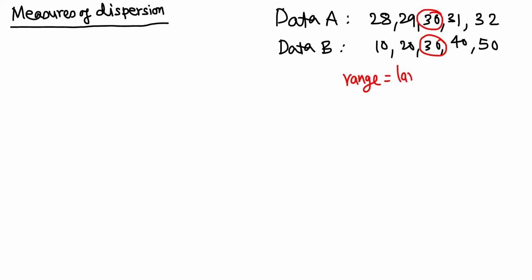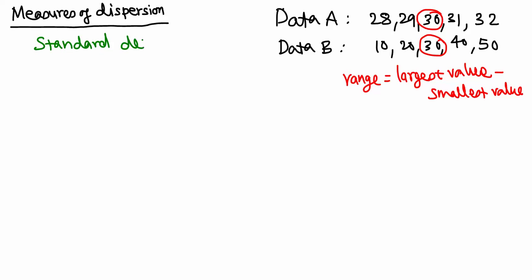If the range is asked, then you can find the largest value minus the smallest value. And this does not give you a lot of information. So what we do, we find the standard deviation. Okay, so how do you find the standard deviation?